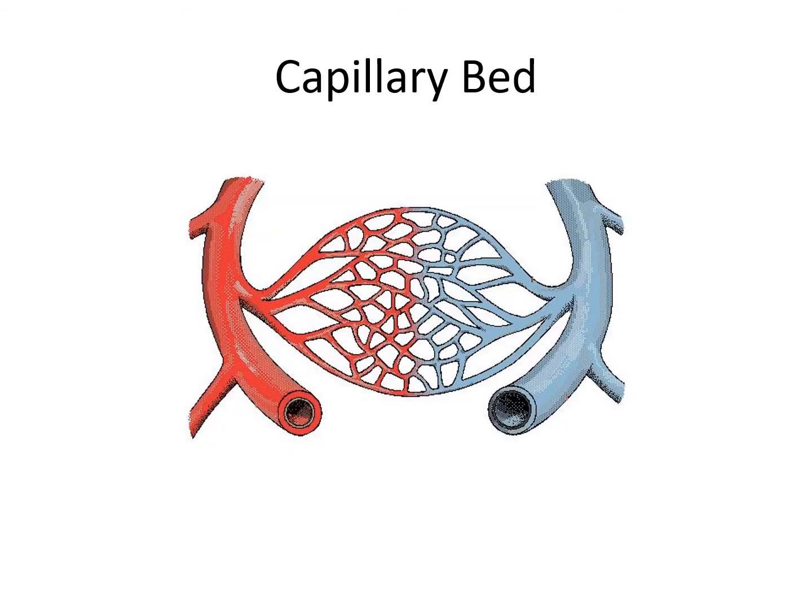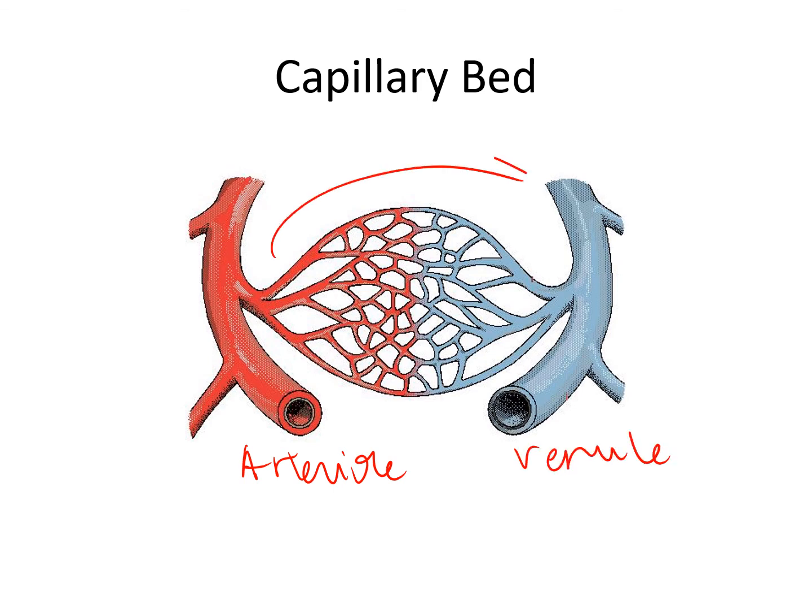So capillaries don't exist as just a simple connection between an arteriole, which you see here on the left, and a venule, which you see here on the right. Of course, blood flows through in this pathway. What we in fact see are networks of capillaries that we call a capillary bed.